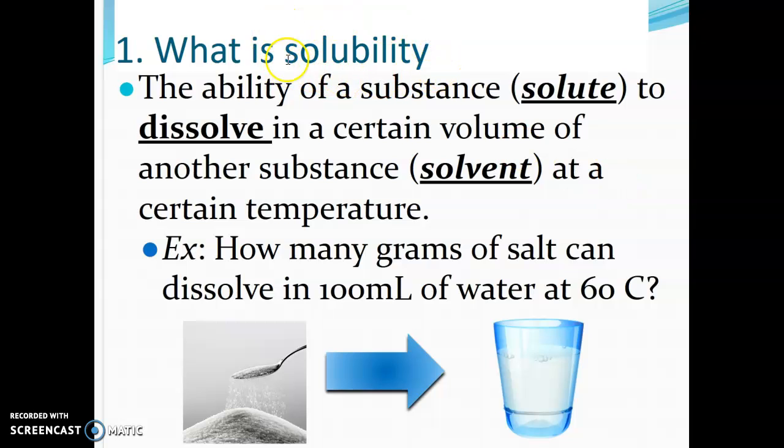Okay, so solubility is a physical property that describes how well a solute is able to dissolve in a certain amount of a solvent at a specific temperature. Solubility tells me how many grams of salt I will need to saturate a solution made with 100 milliliters of water at 60 degrees Celsius.